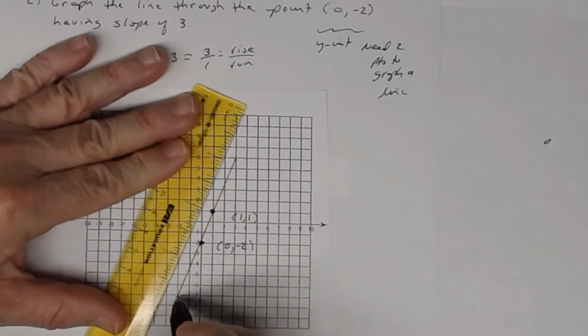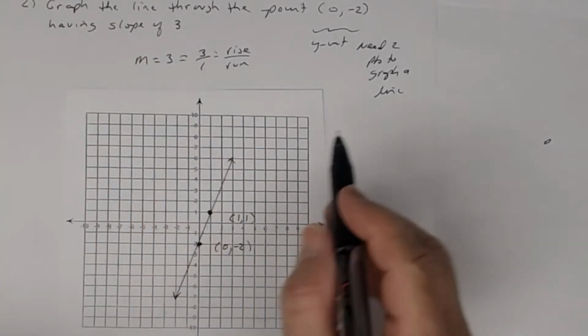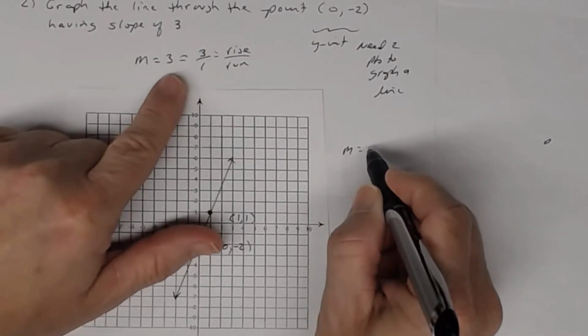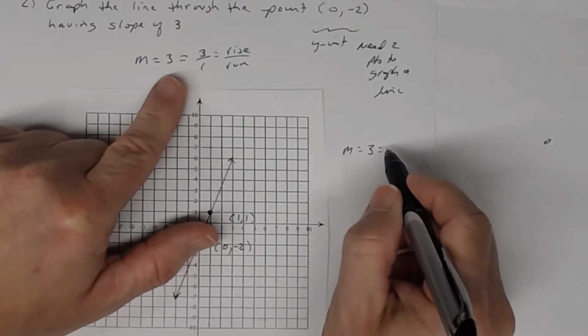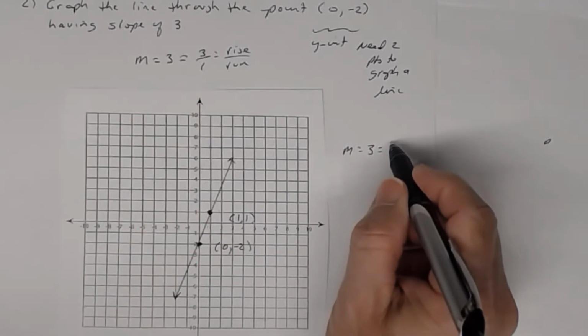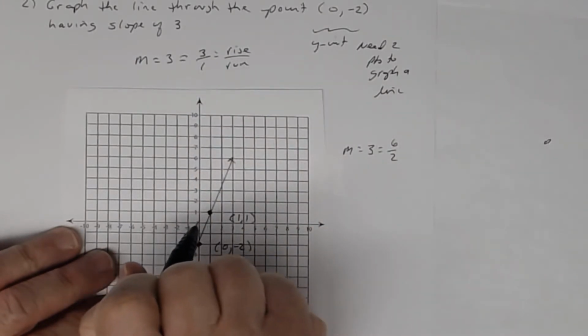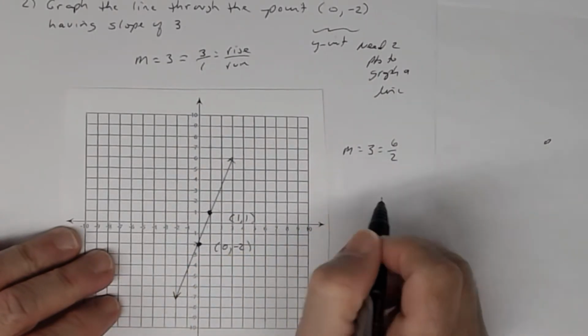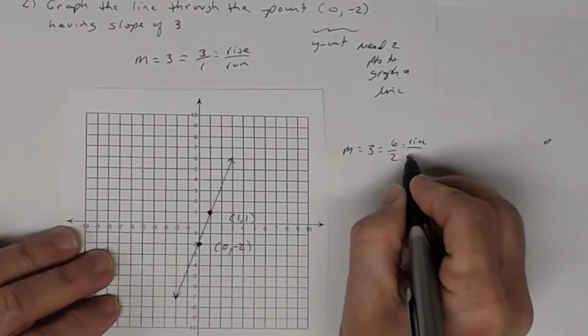Now, before I go on, I want to mention this just to show you. Someone else could have said this. I'm going to just write it. So we knew the slope was 3, right? Could someone else have said 6 divided by 2 instead of 3 divided by 1? Sure, you could have said that. 6 divided by 2 is 3. So now my rise is 6 and my run is 2.